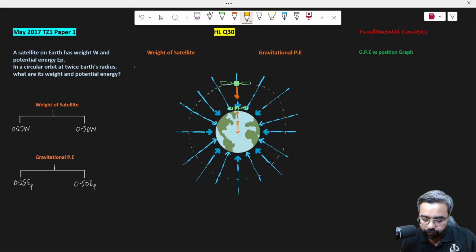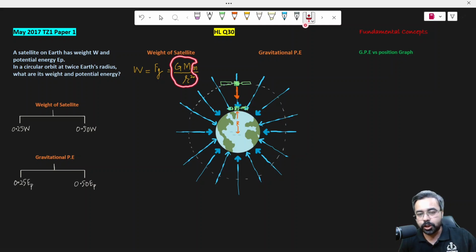So let's find it. The weight is actually the pull of the Earth, and according to Newton's law of gravitation, this is equal to G, big M is the mass of the planet, small m is the mass of the satellite, divided by r squared. R is the orbital distance. Now, in this equation, GM over r squared is showing us the gravitational field strength. That's why we usually write the weight like this equation as well. Anyways, we are going to use this equation.